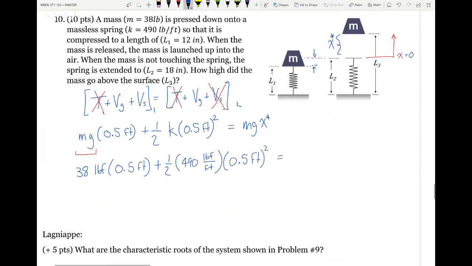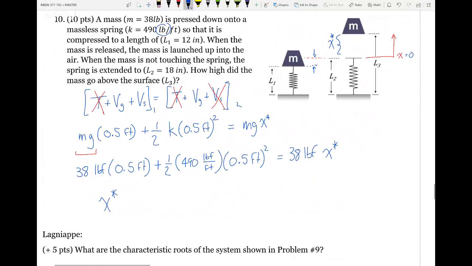Equals, again, 38-pound force times this x star. Now here, I know there's not a pound force, but that's what spring constant is. It's a force per distance. If you know what the units are for a spring constant, then you won't ever have to wonder about what the units are when you use pounds. And so the only unknown here we have is x.